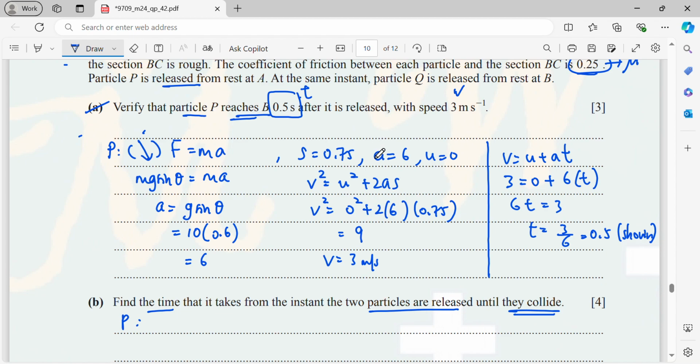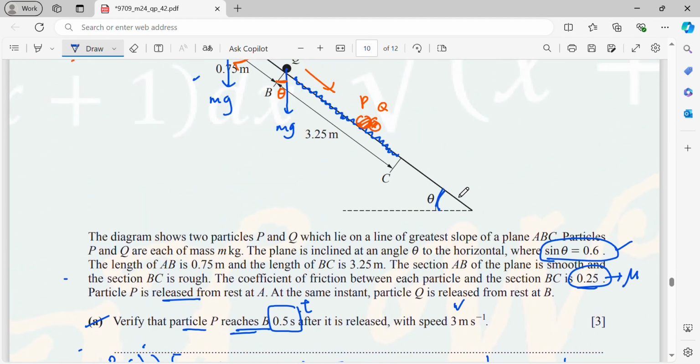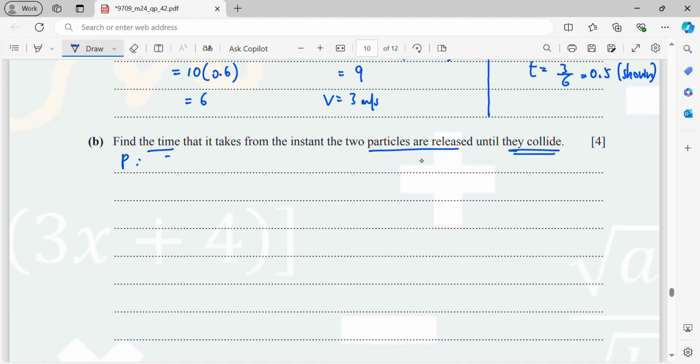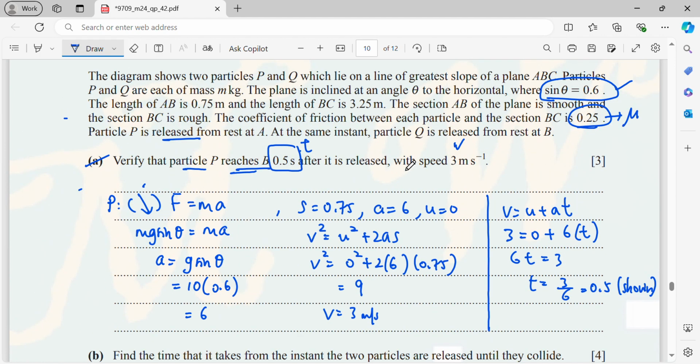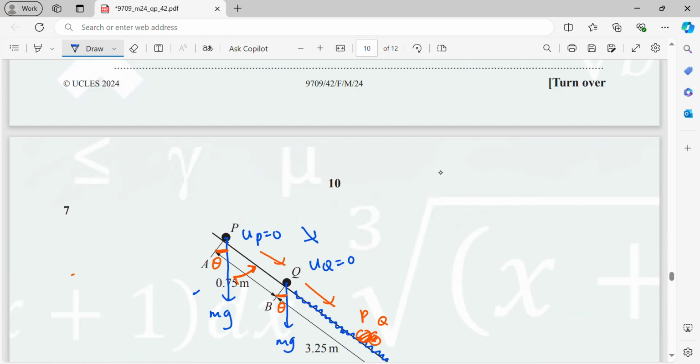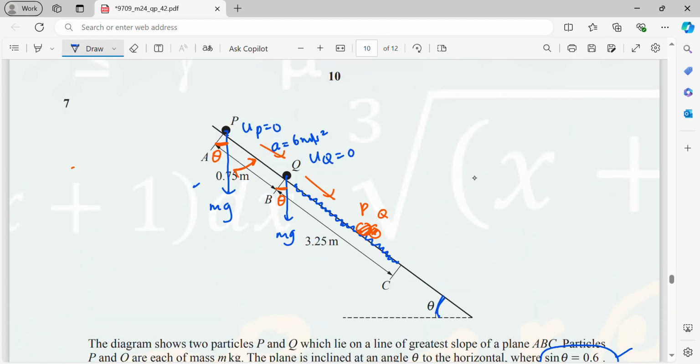Okay, I need to find out what my A is. I use F equals MA. Then from here I need to find out what is the A, because we have found the A over here. Right, so from A to B, I found that the A is basically 6 meter per second squared. But then what happens when it is traveling from B towards C? Okay, so here because of the rough plane, right?